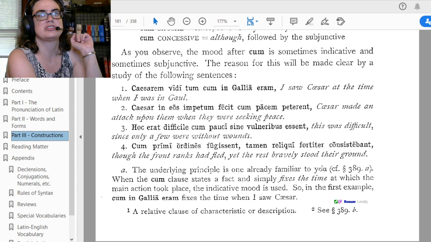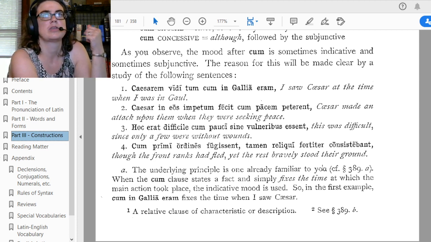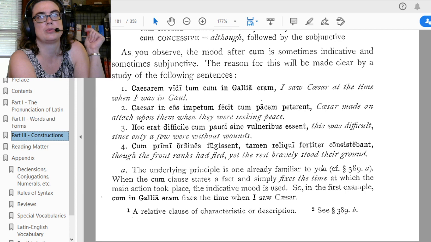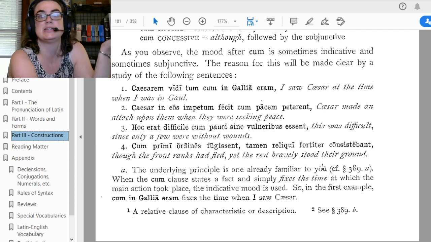So, let's just read through their examples here. Caesarem vidi tum cum in Gallia eram. I saw Caesar then when I was in Gaul. Because we have the word tum, then, we know that cum is going to be temporal. It gives us the extra information we need. Number 2, Caesar in eos impetum fecit cum pacem peterent. Sorry, just a second note for number 1. Eram is in the indicative for temporal. It's all in the past. We know what happened. It's indicative.